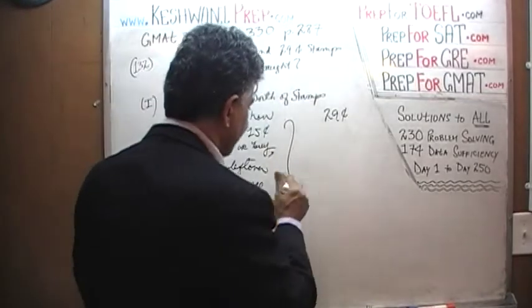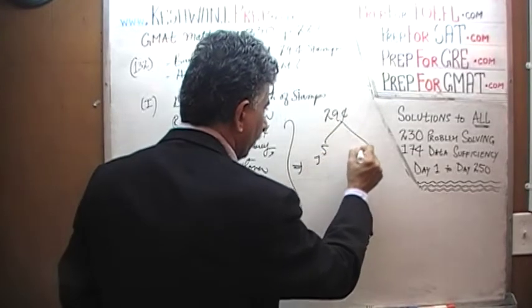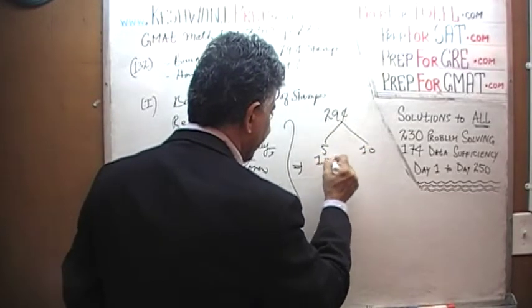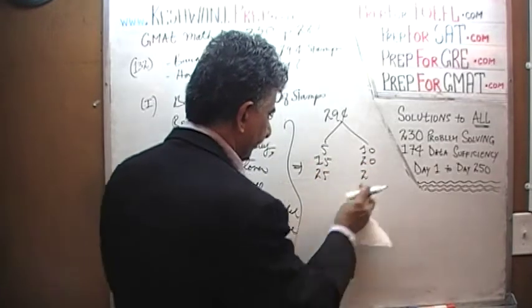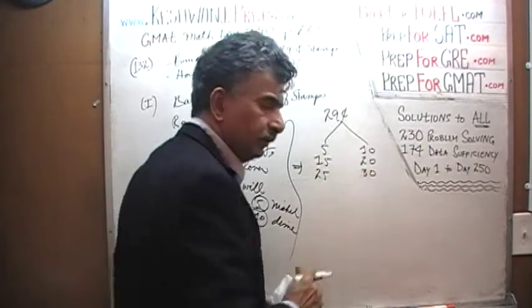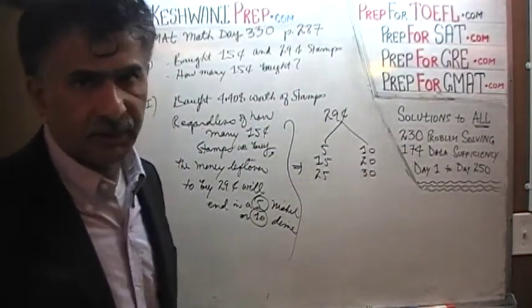This implies that the 29 cents stamps that we're going to buy are going to be either 5 of them or 10 of them or 15 of them or 20 of them or 25 of them or 30 of them, and so on and so forth. Are you with me? It's very simple. That's all it is. We are done.